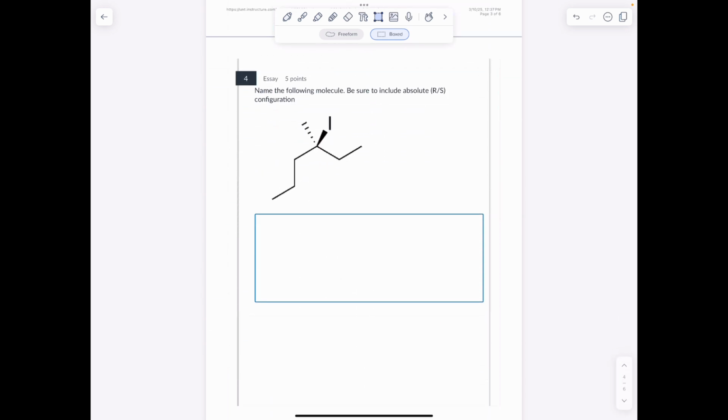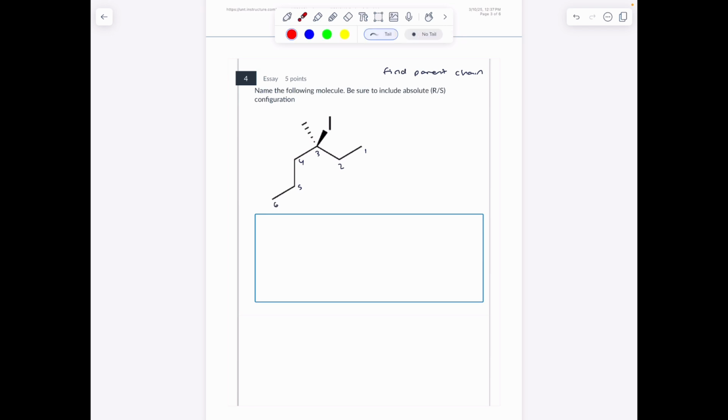So, okay. Name the following molecule. Be sure to include R or S configuration. So for this molecule, the first thing I always do is find the parent chain. And it looks to me like this is the parent chain. I don't see anything longer than that. And it looks like the substituents here are closer to the right side. So I'm just going to take a guess and say that that's probably the right way to number it.